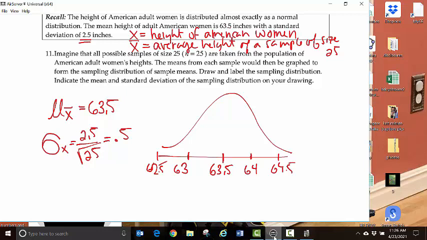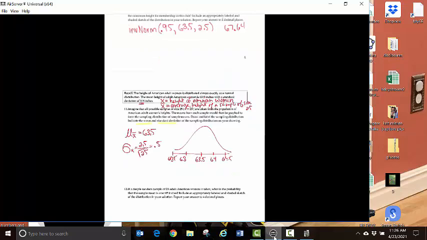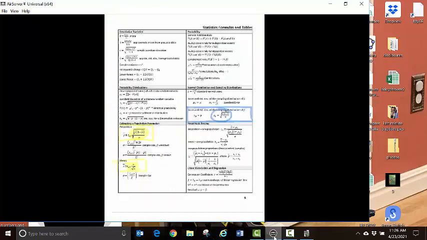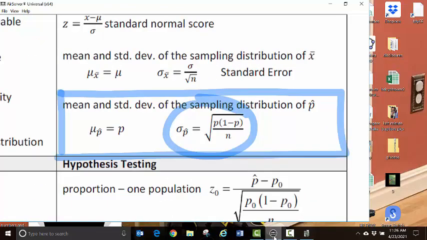You guys good with that? That's all it wants. Basically, it wants you to find the mean and the standard deviation. Okay, and if you go down here, that's this right here. We did it for proportions. Now here it is for means. This is what we did with the cranes on the second part of the yellow warm-up.